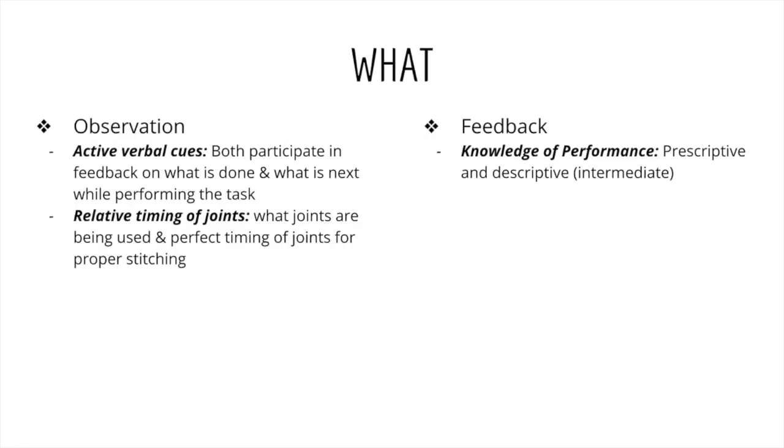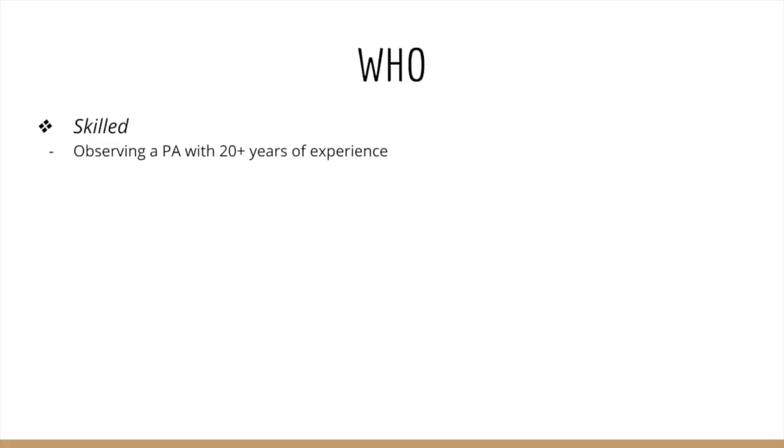The what of observation is active verbal cues. Both participate in feedback on what is done and what is next while performing the task, and relative timing of joints, what joints are being used, and perfect timing of joints for proper stitching. The what of feedback is knowledge of performance, prescriptive and descriptive because the observer is intermediate. The who is skilled. The student will be observing a PA with 20 plus years of experience.